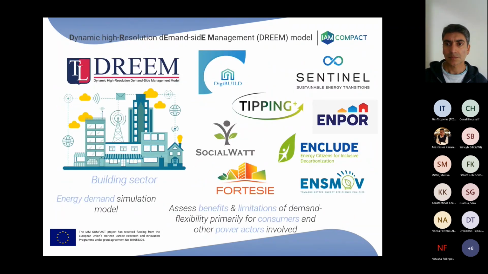about ATOM. And let me now also very shortly present the second model, which is DREEM, a dynamic high-resolution demand-side management model. It's an energy demand simulation model which can also assess benefits and limitations of demand flexibility, primarily for consumers and then for other power actors potentially involved. So it's a building sector model which is currently used under several Horizon 2020 and Horizon Europe projects.